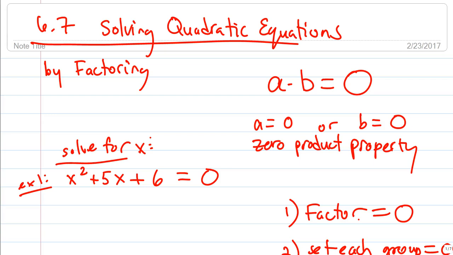So in section 6.7, we're not going to just be playing with quadratic expressions and factoring them and combining like terms. We're actually going to be able to solve quadratic equations using those skills. So here's the argument, and you want to write this down.